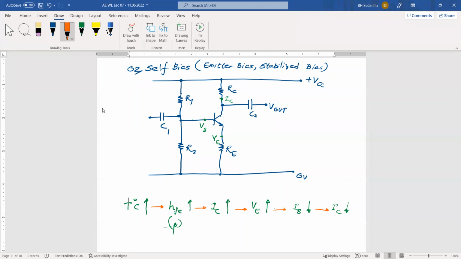Okay, those are the things I'm going to discuss about transistor amplifiers. We have many other things to discuss, but we are not going to discuss all these things here. Any question?